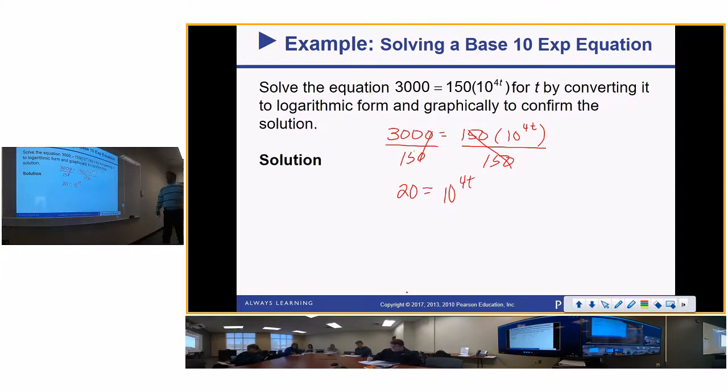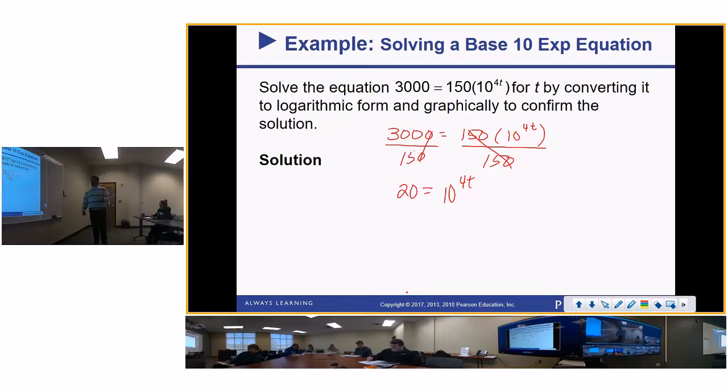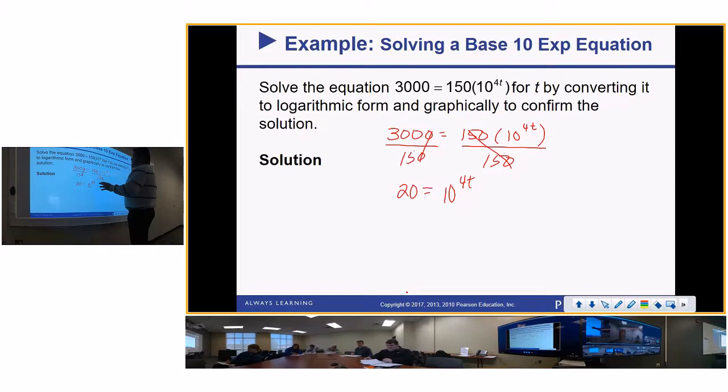Okay, so now I've got an exponential, and I cannot rewrite 20 in terms of 10. I cannot write it like 10 to the second power. That's 100. So you can't write 20. You could write it as a fraction, but we're not going to do that. So I've got to rewrite it as a logarithm.